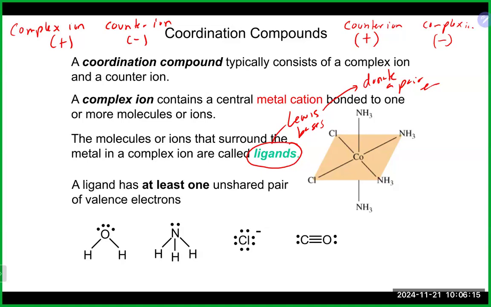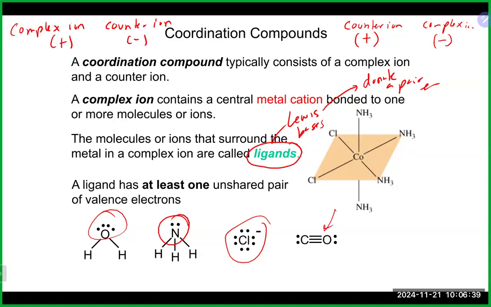So things that are negative, things that are polar, that have non-bonding electrons, are really good ligands. Water is a good ligand; it can use its non-bonding electrons on the oxygen to donate. The nitrogen in ammonia is really good. Obviously, the chloride is negatively charged, and we have non-bonding electrons in carbon monoxide.